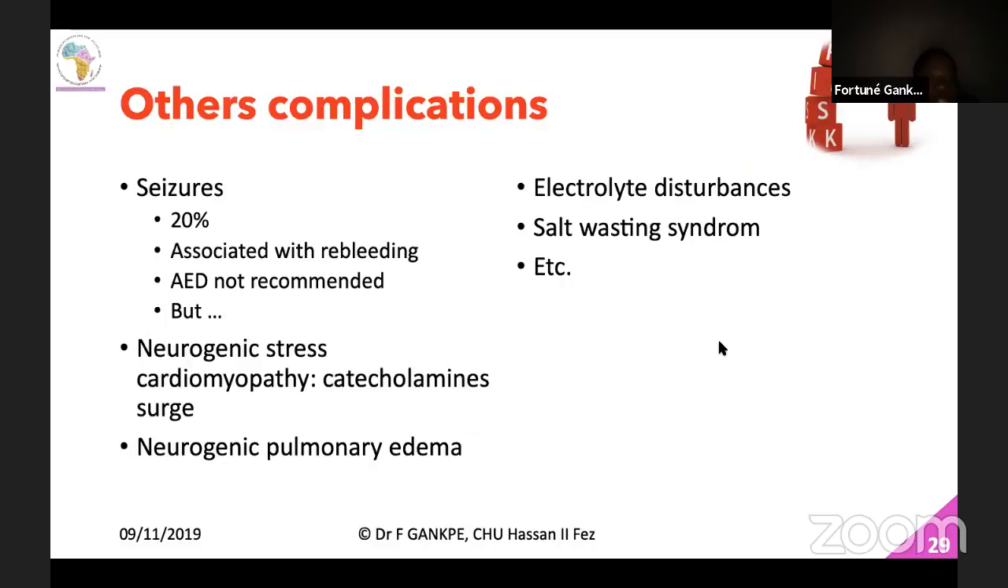Also, other complications are neurogenic stress cardiomyopathy, neurogenic pulmonary edema, electrolyte disturbance, and salt-wasting syndrome, which we should manage in the patient's condition.